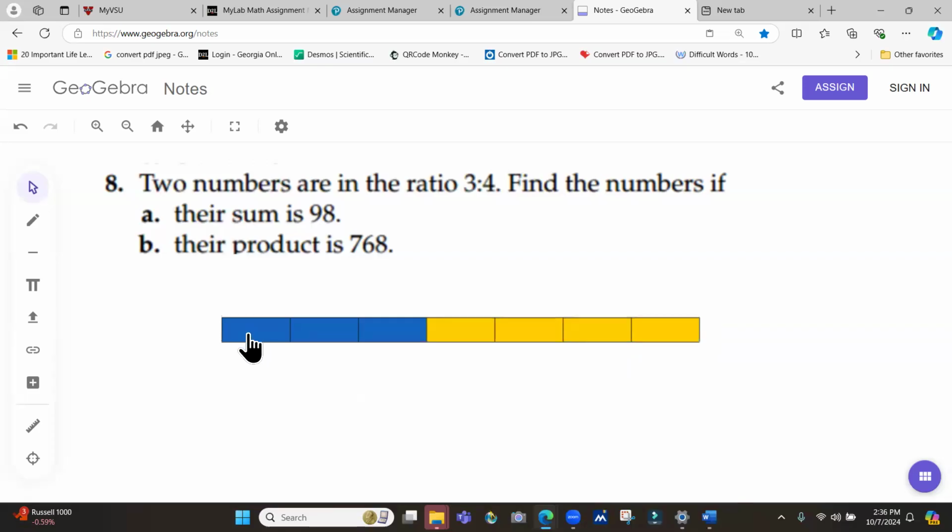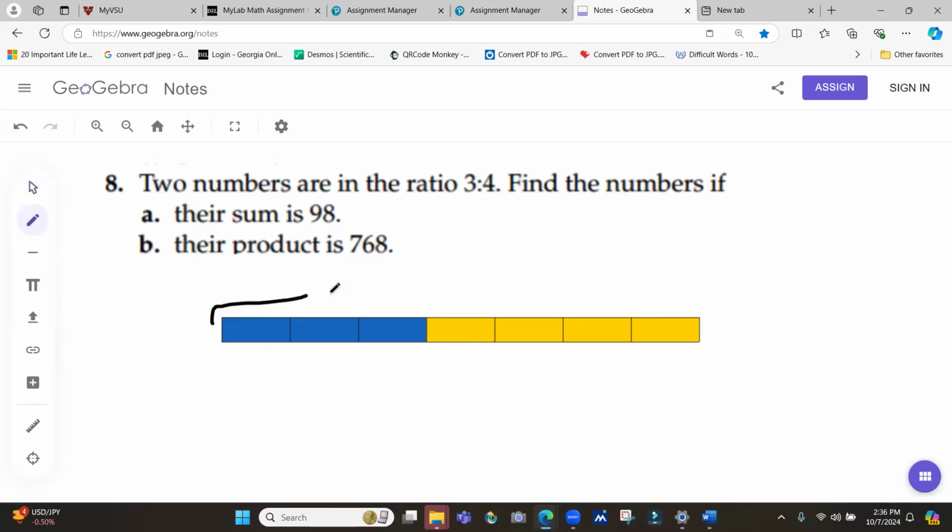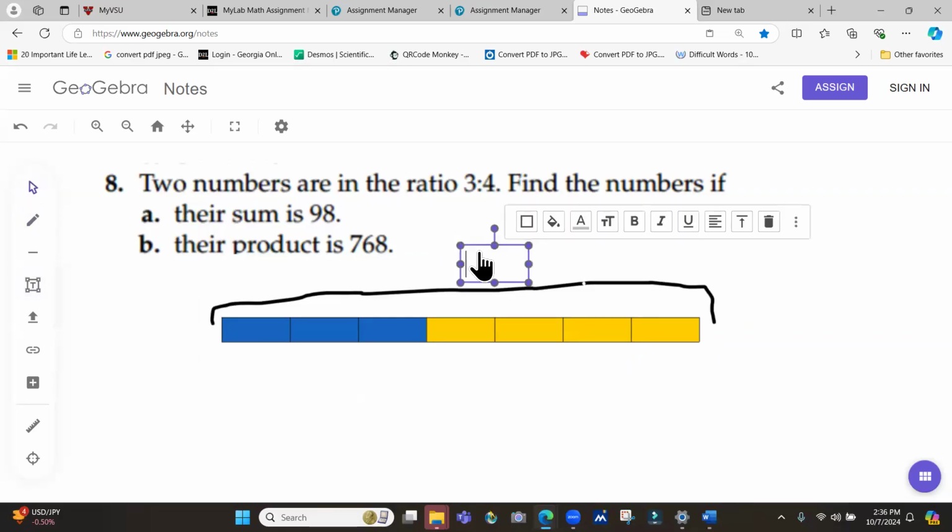If each blue box represents 2, each yellow box must represent 2, and the first number will be all of the blue boxes, and the second number will be all of the yellow boxes added together. Now they're saying their sum is 98. So when you add the two numbers, you get 98. All of this is 98. Now you need to find the value of each box.